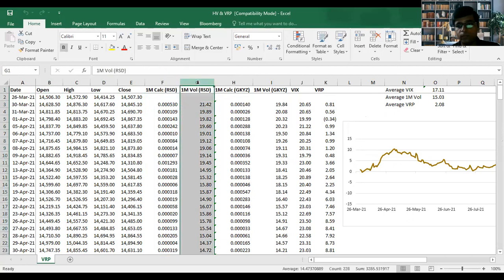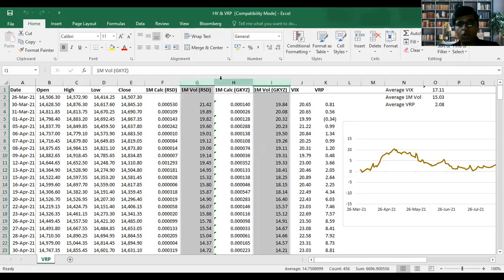You can refer to column G. In column G, I have calculated 1 month vol. 1 month vol means this is the actual or historical volatility for a rolling period of 1 month under the rolling standard deviation method. So RSD stands for rolling standard deviation method. And similarly, I have also calculated under column I the 1 month vol, which is the 1 month actual or historical volatility under the Garman-Klass Yang-Zhang method.